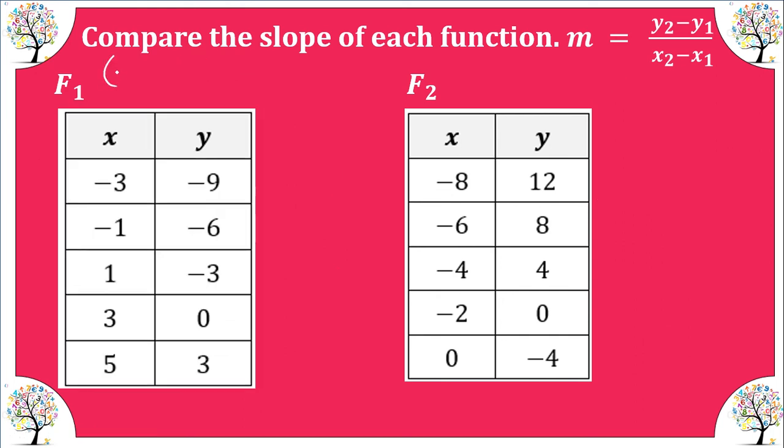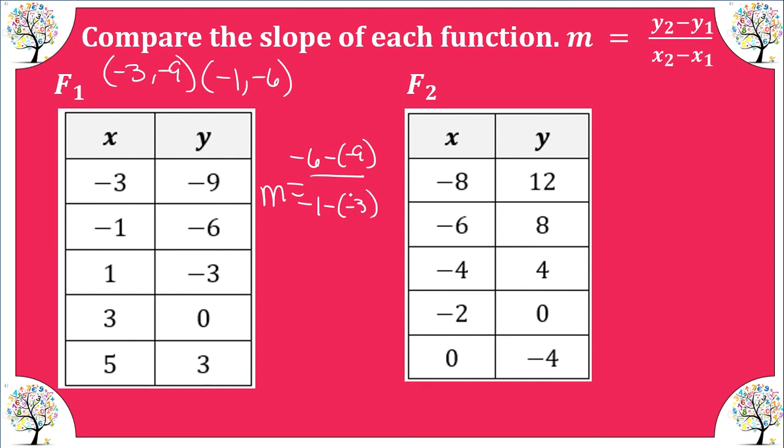Okay, we have negative 3, negative 9, negative 1, negative 6. Slope is the change of the y's compared to the change of the x's. Again, just make sure that this negative 1 and negative 6 both came from the second ordered pair. This negative 3 and negative 9 came from the first ordered pair. So make sure everything is in order. So on the top, we have our rise is 3, and then we have a run of 2, so 3 over 2. And then here, we are going to use negative 8, 12, and negative 6, 8.